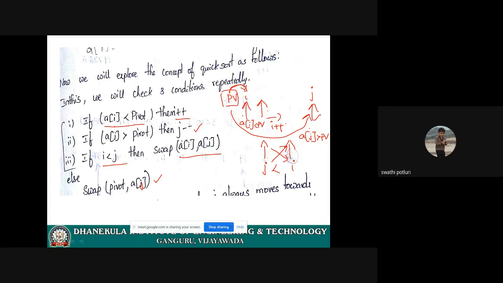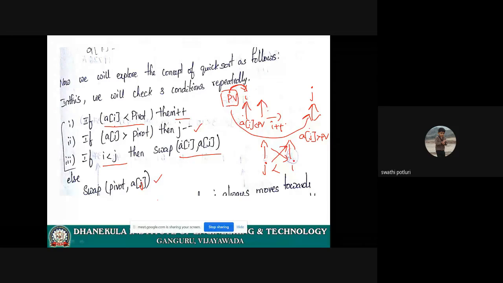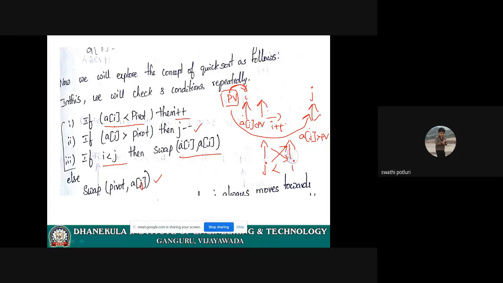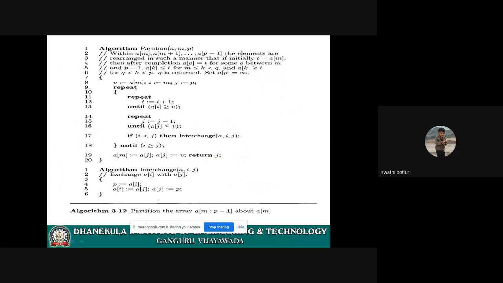So you have to apply these conditions to the list of elements. The same we are going to place in the algorithm also. So this stands for the partition algorithm, and we are going to use three representations in the algorithm: one is the partition algorithm, one is the quicksort algorithm, and one is swap. So we are using three functions in the quicksort algorithm. Now I am showing the three functions. All of you see.